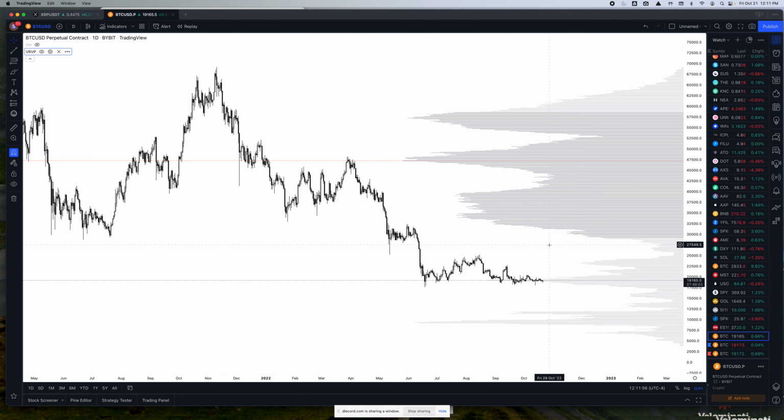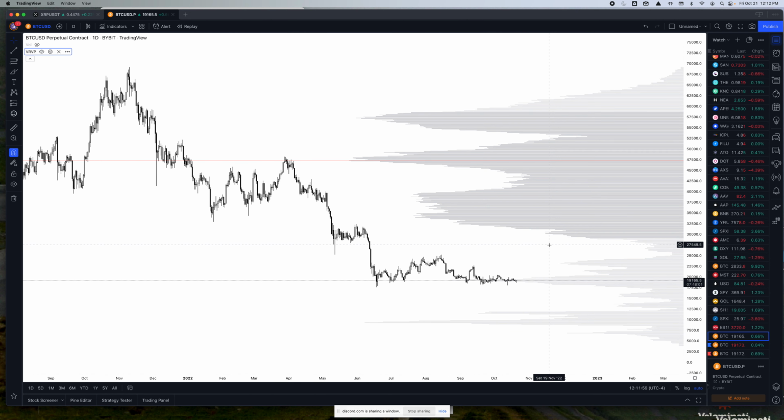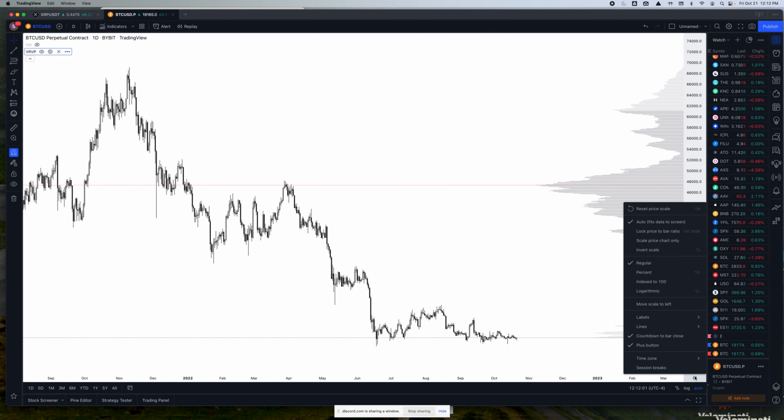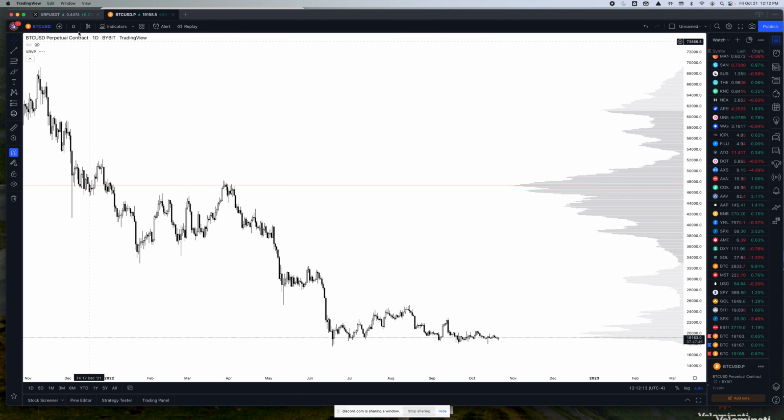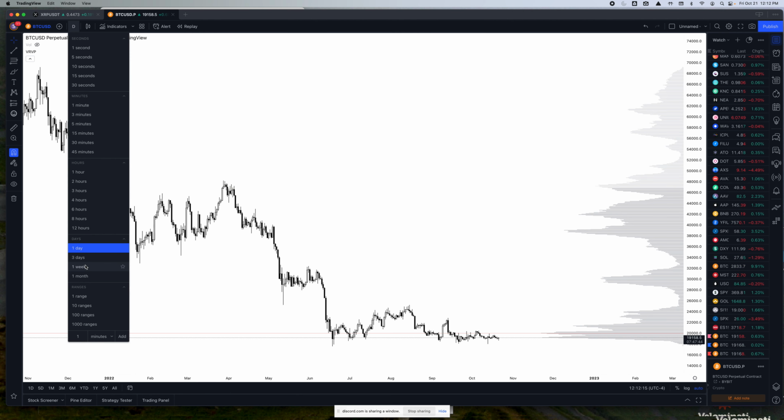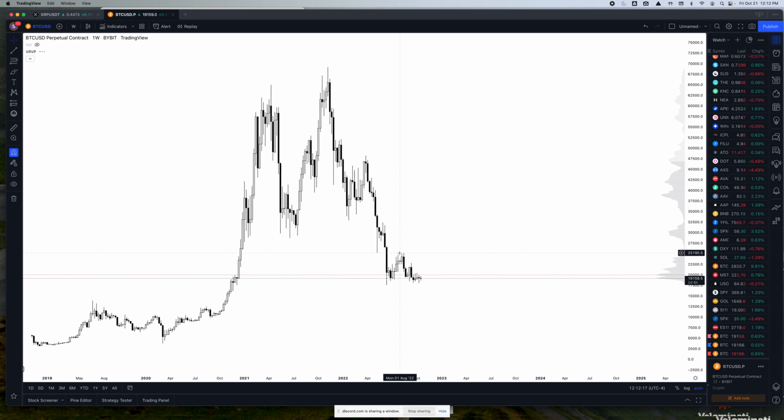You can come in and see, on the daily chart, what the structure is doing. You can see that we've been in this range on Bitcoin, and essentially what I do is I start with zooming out even more.